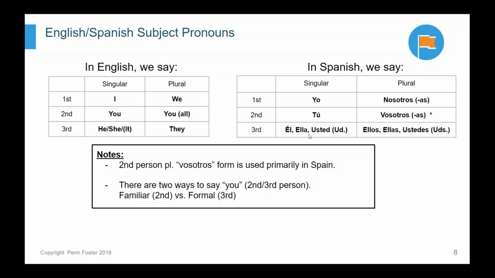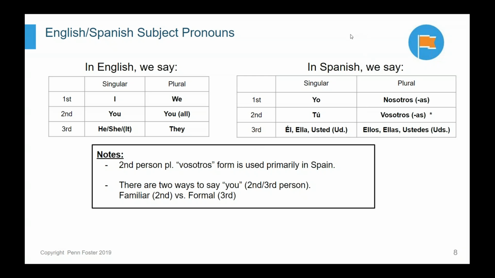And the difference between the second and the third person you is formality. So if you use the second person form tú, this is if you're talking to a friend or someone you know very well. However, you would use the third person form usted when talking to someone, maybe you just met, or to show formality.